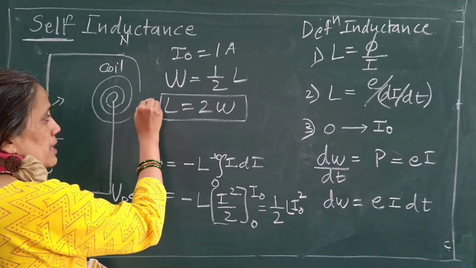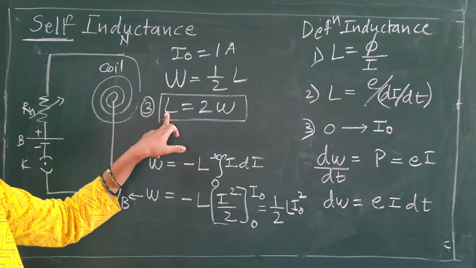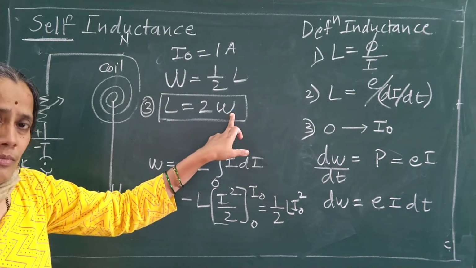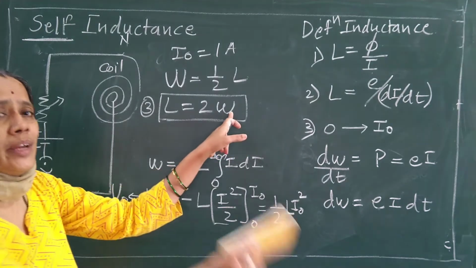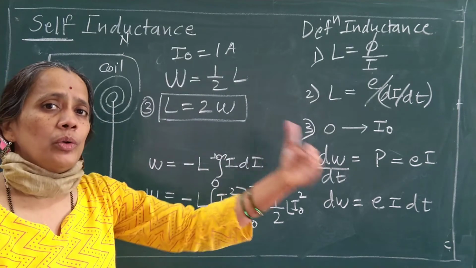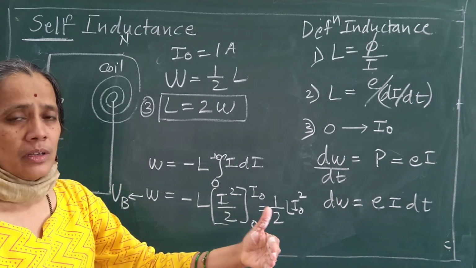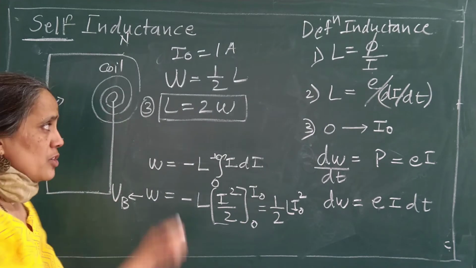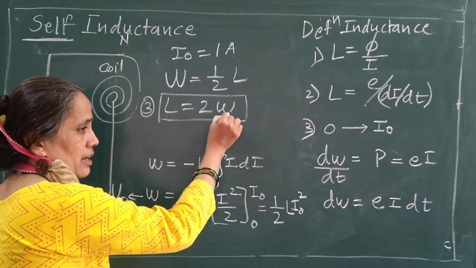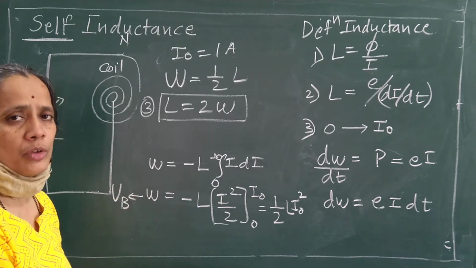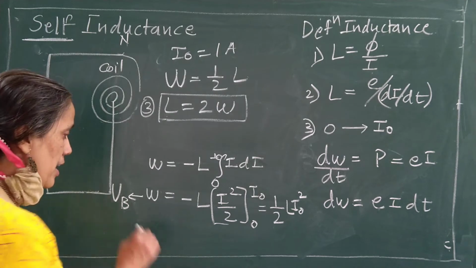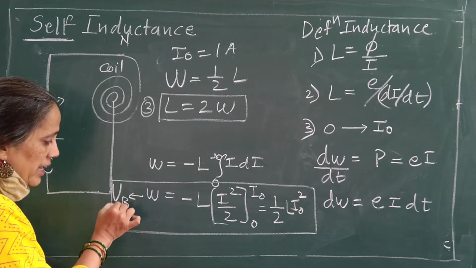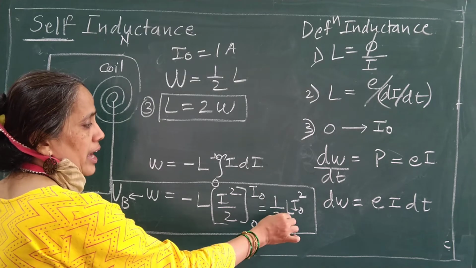2W. This is nothing but my third definition. That is, self-inductance is equal to twice the work done in the coil whenever the current changes from 0 to unity, because I0 I have taken as 1. So from 0 to unity. During that, whatever flux linkage there is, due to that flux linkage there will be a production of EMF, and that EMF gives us L is equal to 2W. So self-inductance is equal to twice the work done when current changes from 0 to unity. So this is nothing but the definition. And here I am getting one more formula, for the magnetic energy. Your magnetic energy is equal to nothing but half L I0 squared.